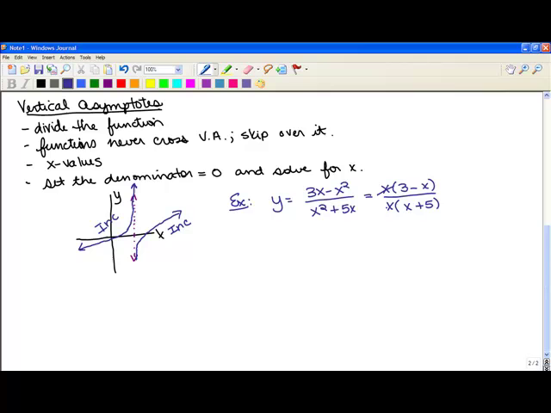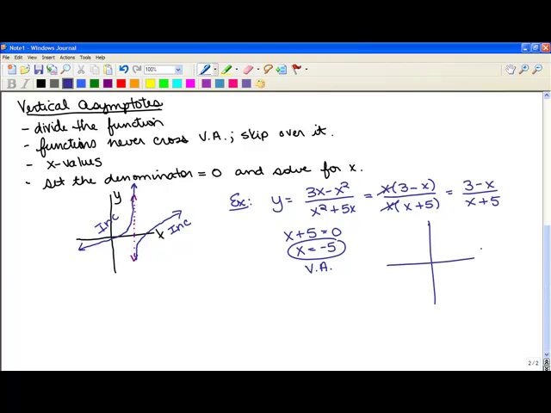Now the x values will cancel out. So we have 3 minus x divided by x plus 5 for the function. Now we'll set that denominator of x plus 5 equal to 0 and solve for x. So we get a vertical asymptote at the value of negative 5.